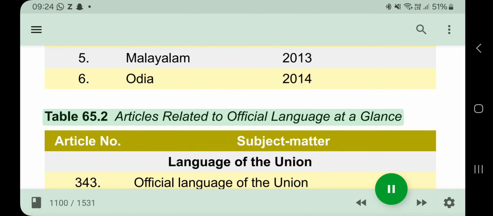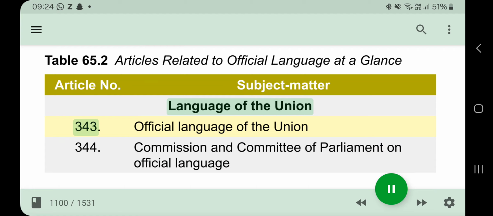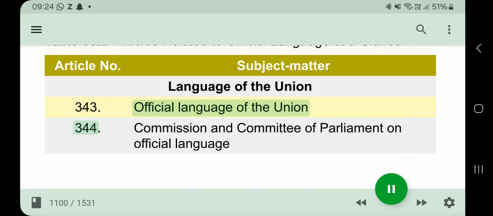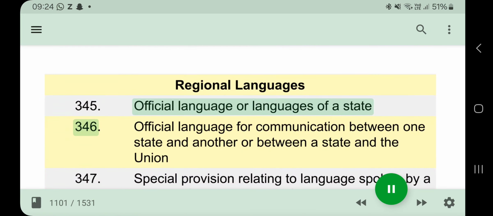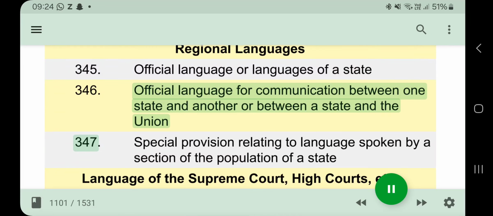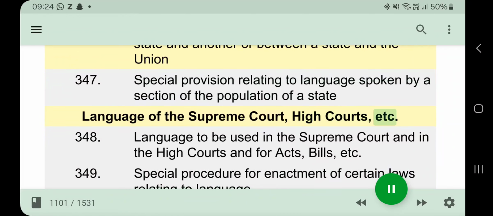Table 65.2 Articles related to official language at a glance. Article number, Subject matter. Language of the Union 343. Official language of the Union 344. Commission and Committee of Parliament on Official Language, Regional Languages 345. Official language or languages of a state 346. Official language for communication between one state and another or between a state and the Union 347. Special provision relating to language spoken by a section of the population of a state, language of the Supreme Court, High Courts, etc.